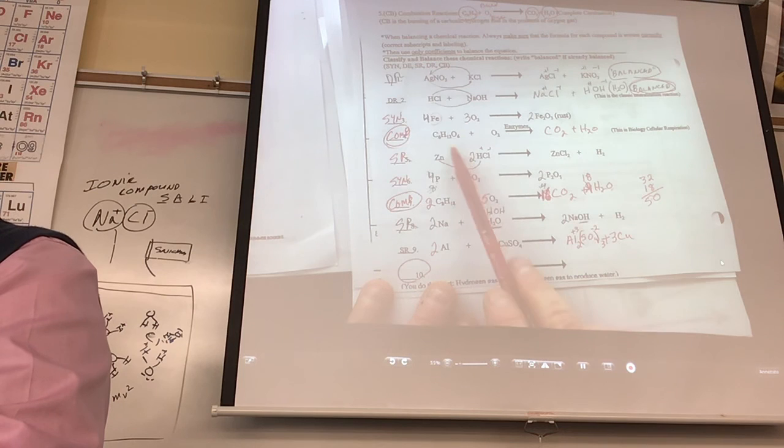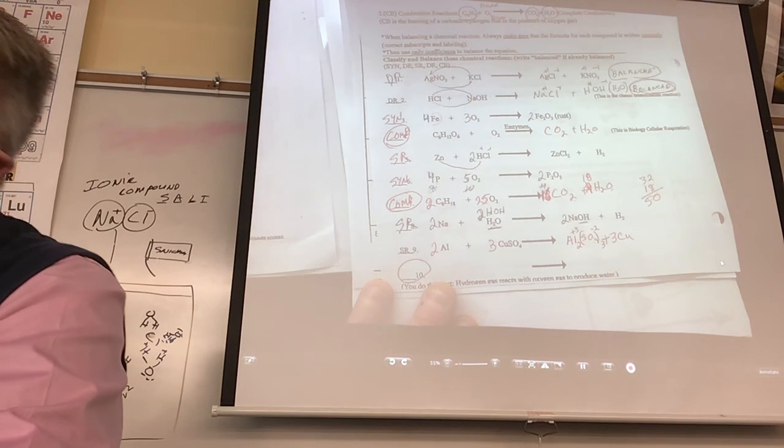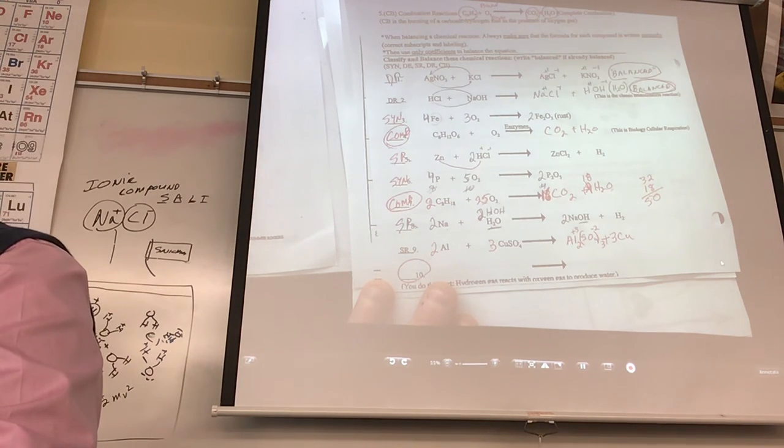Can I show you another trick? Notice there's oxygen here and oxygen here and oxygen here and oxygen here. Do not balance oxygens first. Save them to the end. Do you get that? Don't try to balance oxygens first.